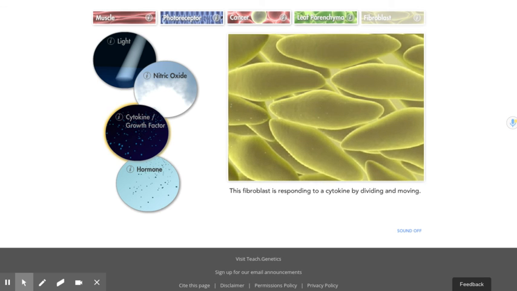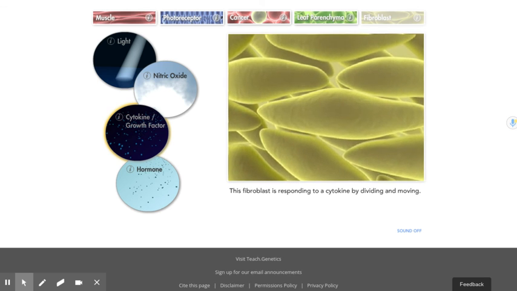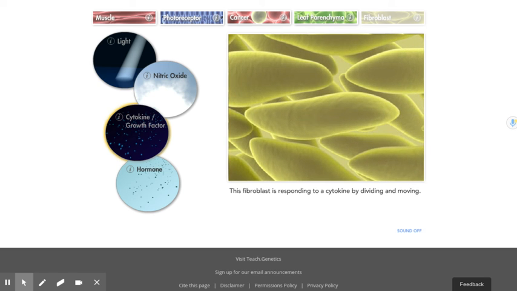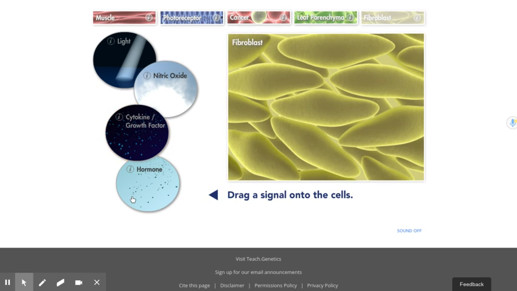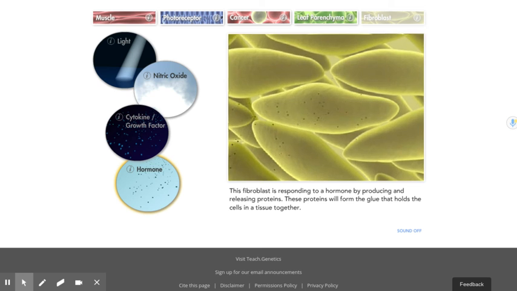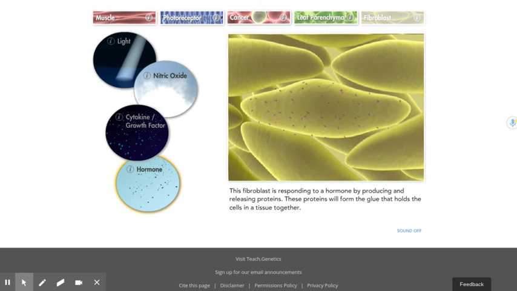This fibroblast is responding to a cytokine by dividing and moving. This fibroblast is responding to a hormone by producing and releasing proteins. These proteins will form the glue that holds the cells in a tissue.